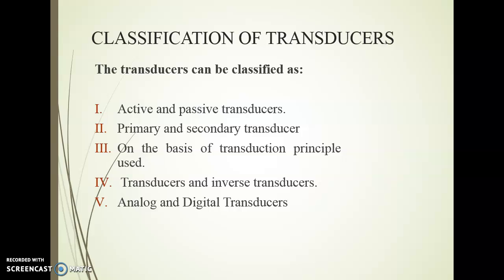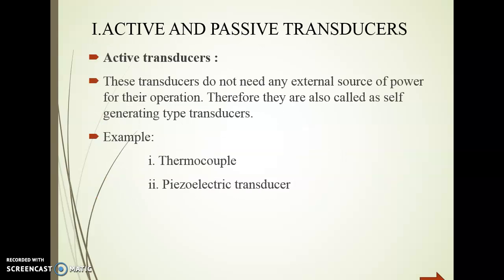The first type is active and passive transducers. The second is primary and secondary transducers. The third is classification on the basis of transduction principle. The fourth is transducers and inverse transducers. And the fifth is analog and digital transducers. First we see what active and passive transducers are.